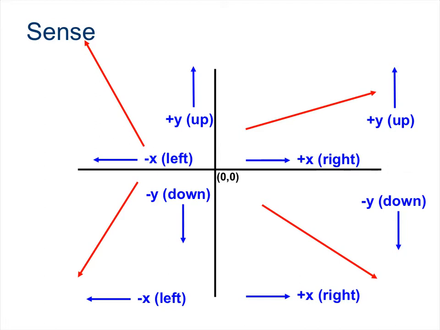Now in general, when we're discussing the sense of a vector, think of it as an XY coordinate plane. Anytime you go left, it's negative. Anytime you go right, it's positive. Anytime you go down, it's negative. Anytime you go up, it's positive.